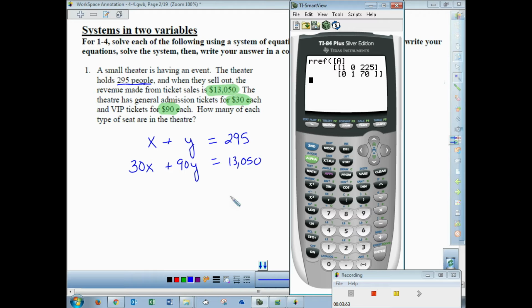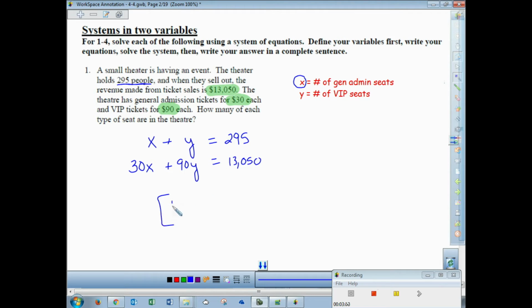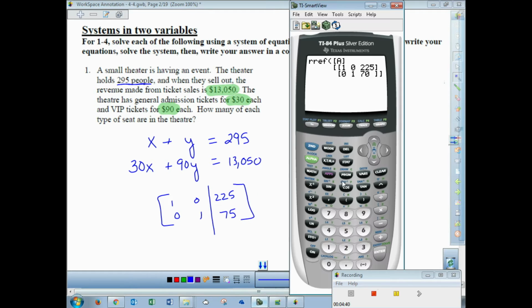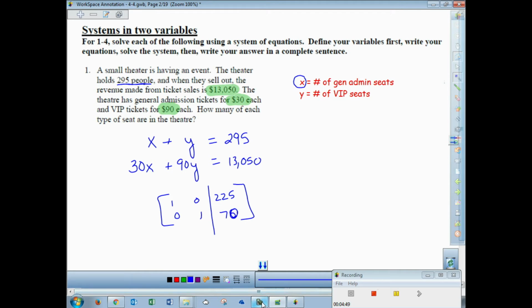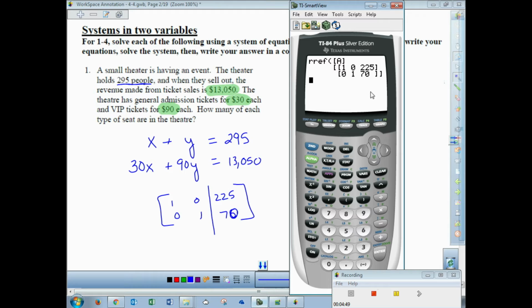Now I do want you to write this down. This is the solutions matrix, so 1, 0, this little line right here, and you had a 225 right there, and 0, 1, 70. So the solutions matrix you will write down, that's 70, not 75. Yeah, 70, sorry. My bad. So in that situation right there. Okay, so this is what we've done so far.